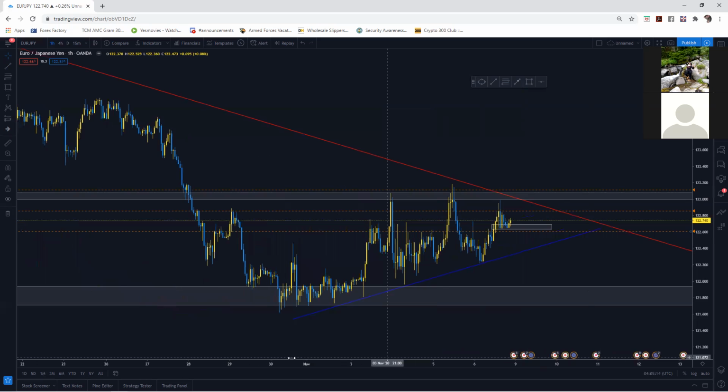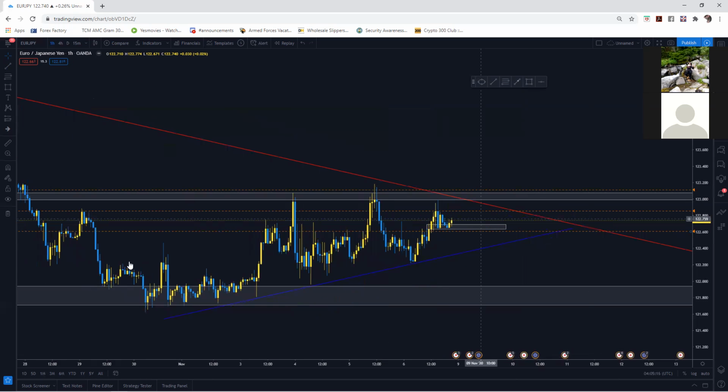And then especially if you get a, so we could do this trend line right here. I mean, we could have done this trend line right here, but as you can see, it was already broken.